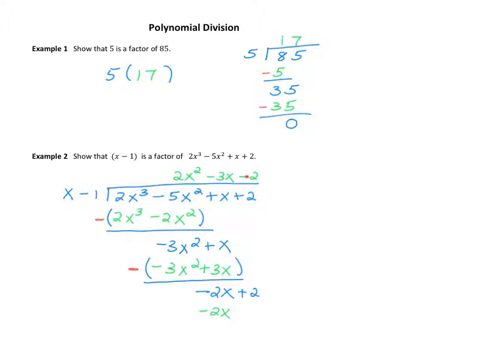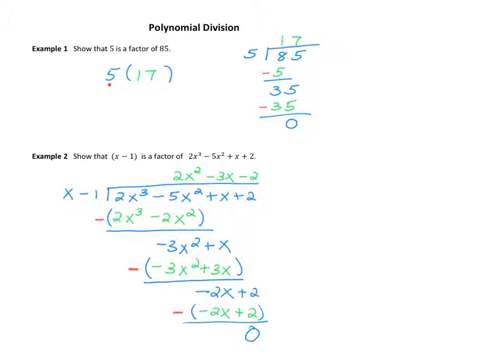And negative 2 times negative 1 is positive 2. The reason this is going to work out perfectly is that when I subtract this, since they're exactly the same, I get a remainder of 0. Negative 2x plus 2x is 0, and 2 minus 2 is also 0. It's a lengthy process, but here's what it tells us.